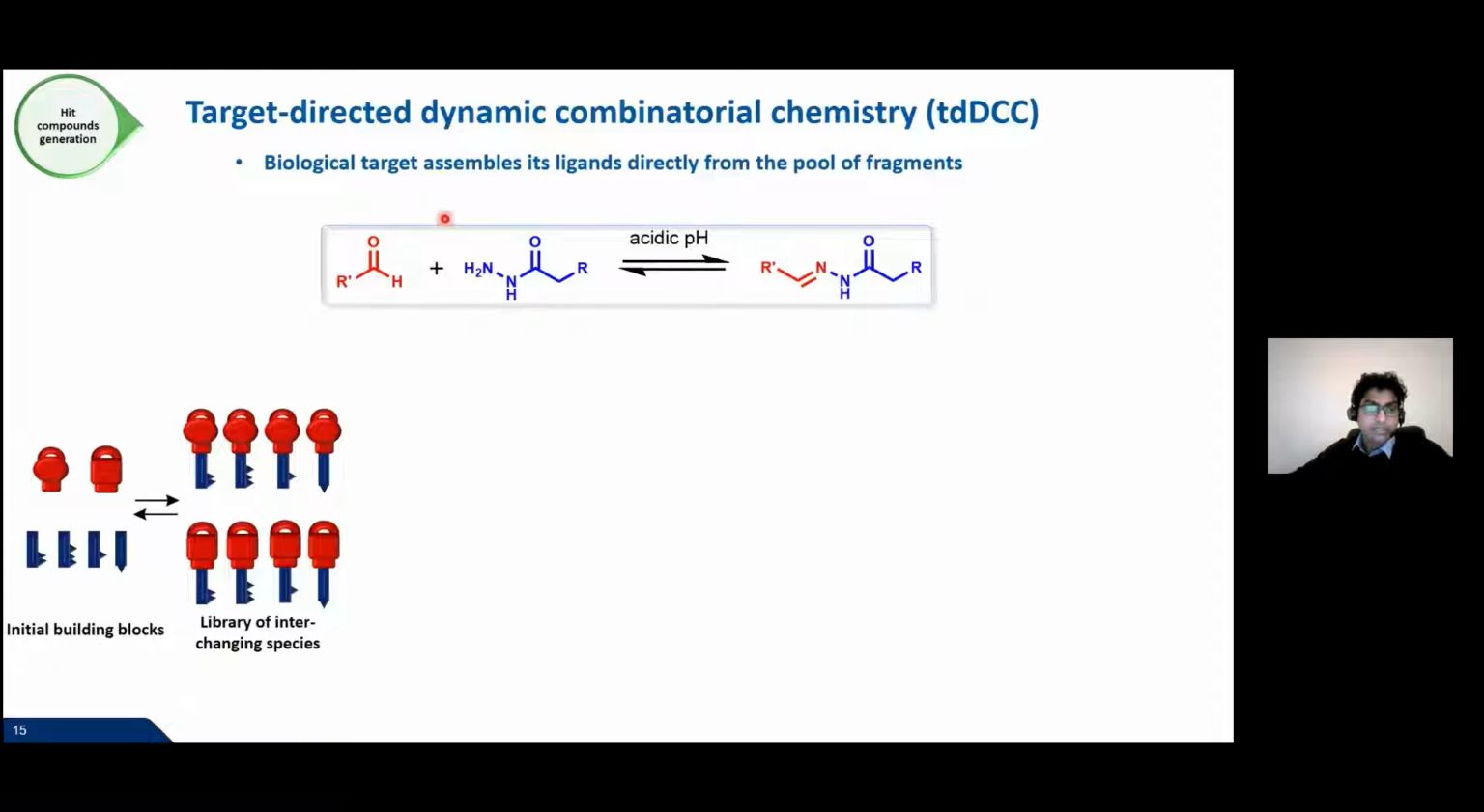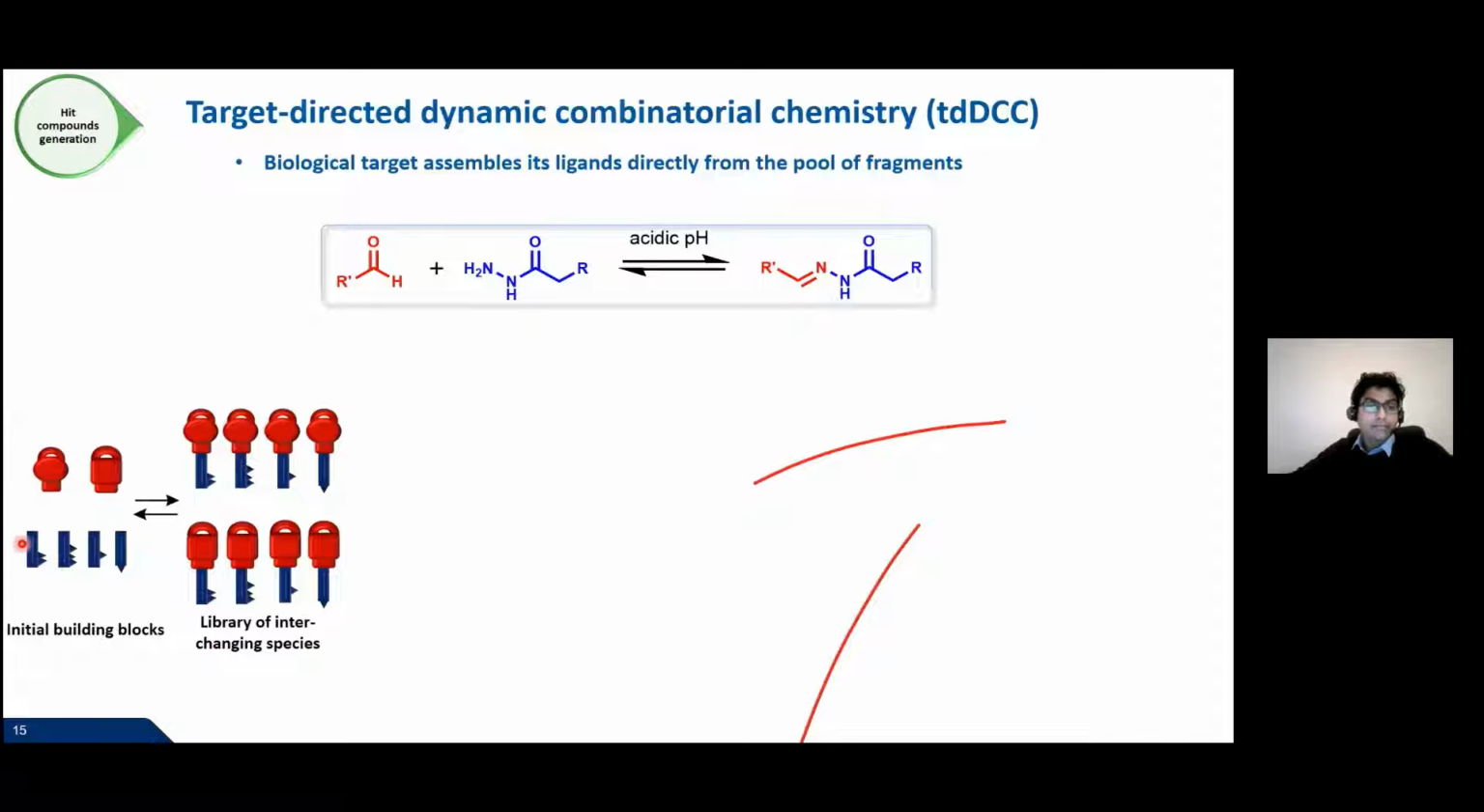So the heads of these keys, just consider these are aldehydes. And the tails of these keys are hydrazides, which are depicted in blue. In one vial, we throw all of them together. And when we throw all of them together, they tend to form different combinations, right? So we have 2 aldehydes and 4 hydrazides, so they can form 8 different products, right?